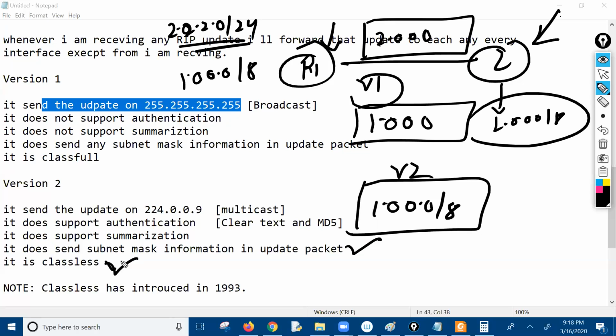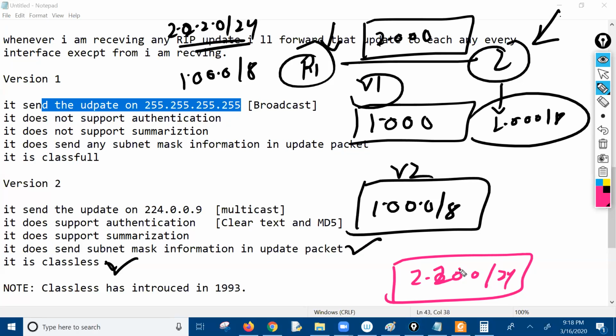I'll make it slash 8 over there. But in version 2, what happens? The update will look like this. Based on that, R2 will maintain the routing table entry 2.2.2.0/24. So this is the classless behavior. This is the difference. This is the basic information about RIP that we have discussed in today's class and theory.